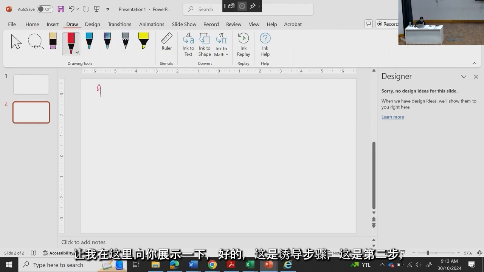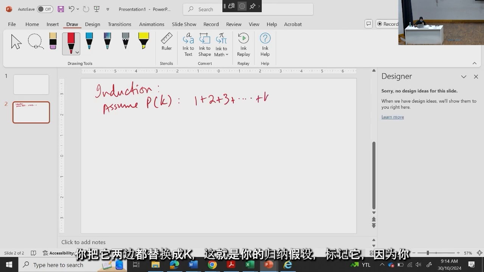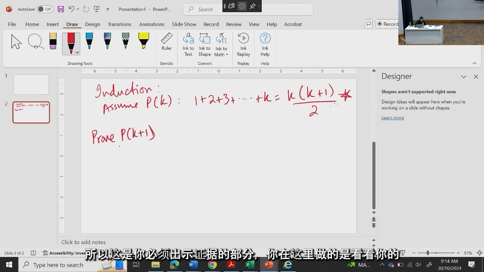So the induction step is the second step. First thing is you assume P of k to be true. Here you have your sequence. Wherever you have n, you replace it with k on both sides. And this is your inductive hypothesis. Mark it, because you will be using this in your proving part. Next, what you have to prove is P of k plus 1. This is the part that you have to show the proof of.